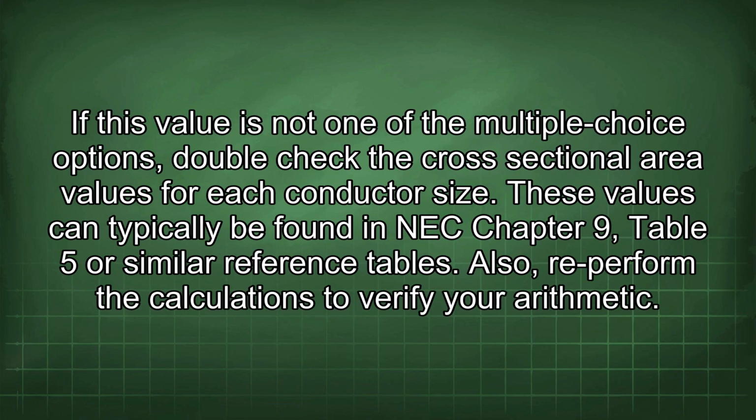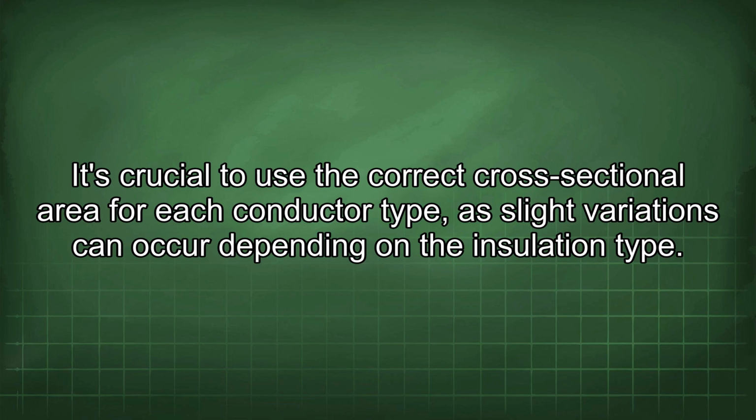If this value is not one of the multiple choice options, double-check the cross-sectional area values for each conductor size. These values can typically be found in NEC Chapter 9, Table 5 or similar reference tables. Also, perform the calculations to verify your arithmetic. It is crucial to use the correct cross-sectional area for each conductor type, as slight variations can occur depending on the insulation type.